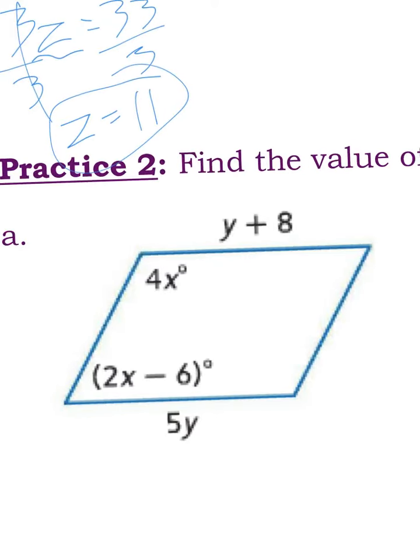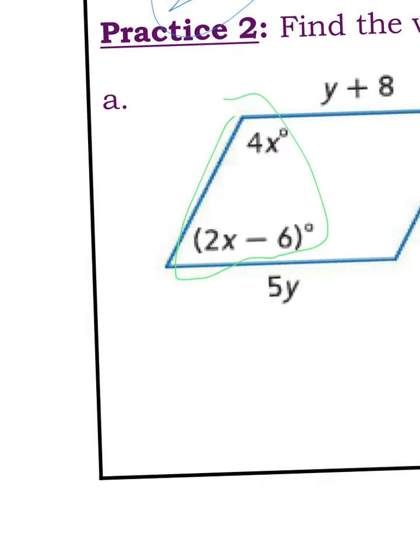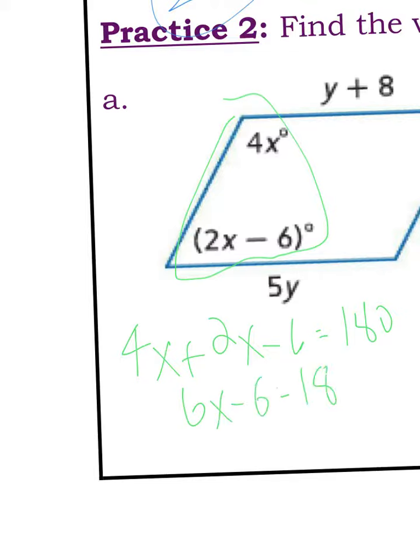Here I have another parallelogram, and the x's are consecutive to one another. So consecutive means they are supplementary. So supplementary means they add up to 180. So 4x plus 2x minus 6 equals 180. So that makes 6x minus 6 equals 180 when I combine like terms.